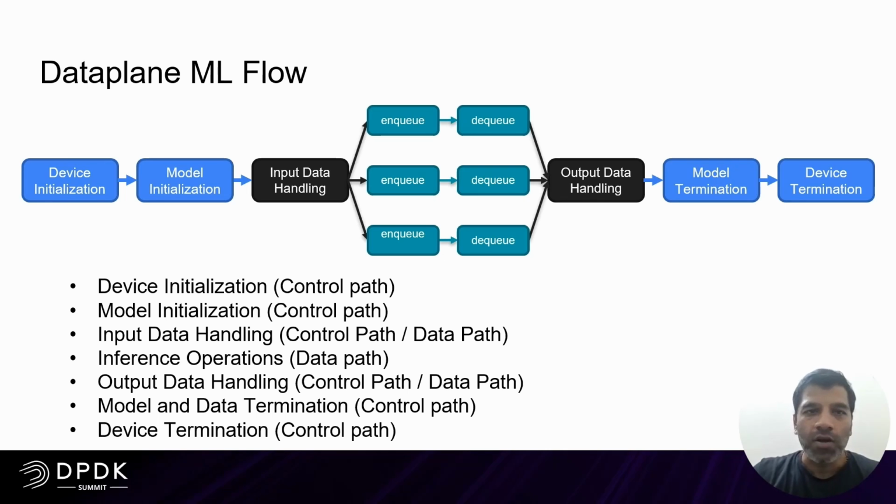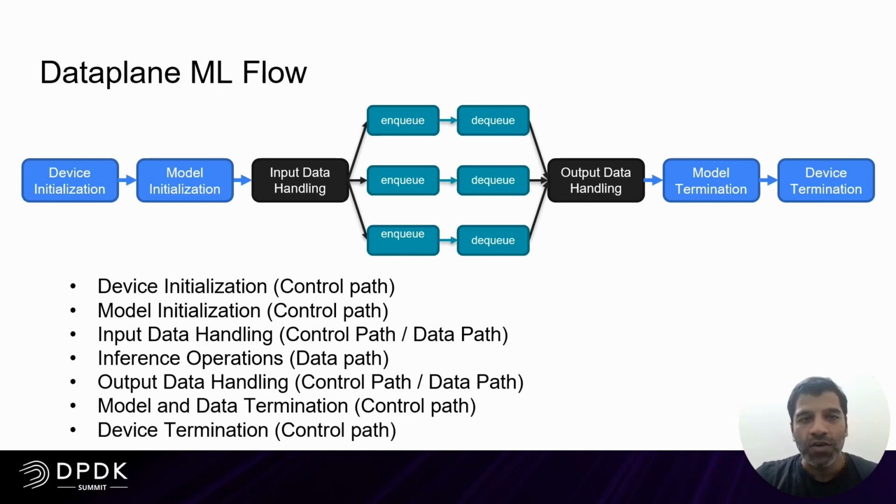This slide talks about a typical MLDEV flow to run an inference operation using the ML device specification. Now, the flow includes multiple stages. The first stage being device initialization, followed by model initialization, then input data handling, and the actual inference, which includes both enqueuing and dequeuing the inference operations. Post inference, the next stage would be output data handling, followed by model and device termination.